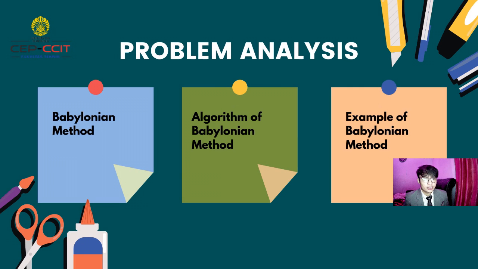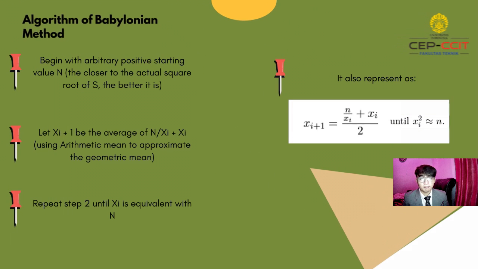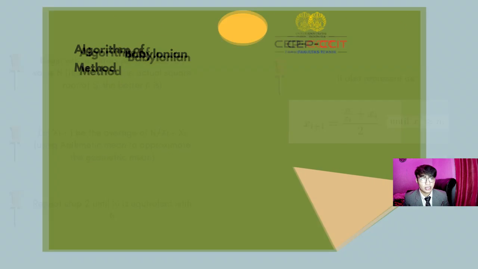Next, the algorithm of the square root method by Babylonian mathematics. The algorithm of the square root method is: one, begin with an arbitrary positive starting value x0, for n. The closer to the actual square root of n, the better it is. Then, let x(i+1) be the average of n over xi plus xi. Repeat step 2 until xi is equivalent to the square root of n. As you can see, this is the formula of the algorithm.